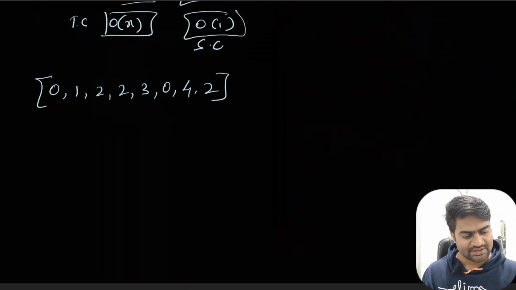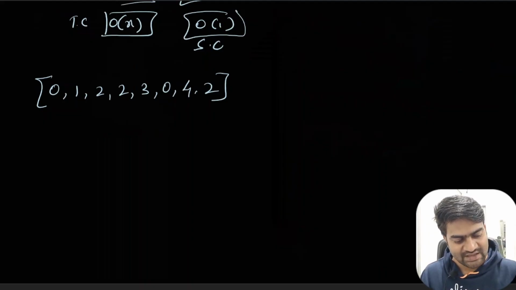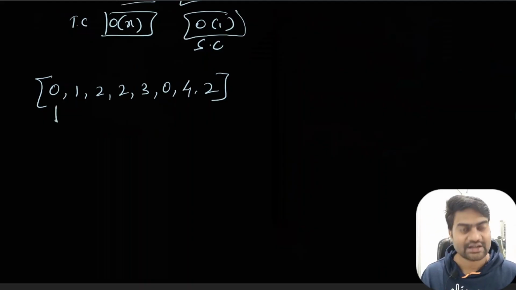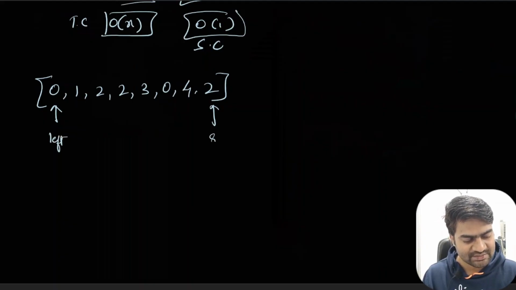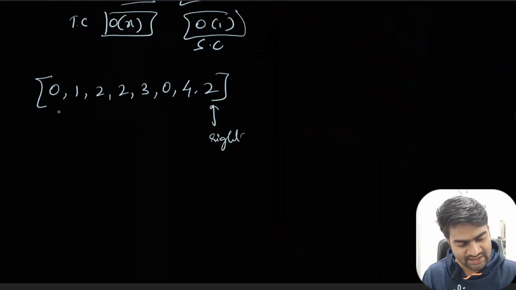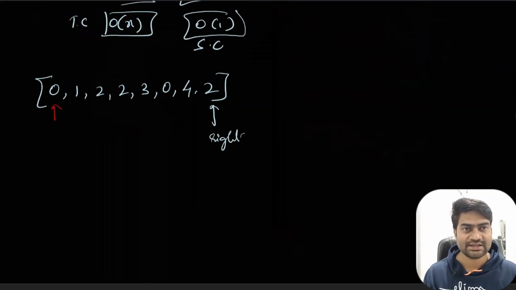Okay. So now what I will do, I will use a standard 2-pointer technique again. So I will put a pointer at the beginning. I'll put a pointer at the end. So this is my left pointer. This is my right pointer. I'll better take a different color here. So this is my left pointer and this is my right pointer.